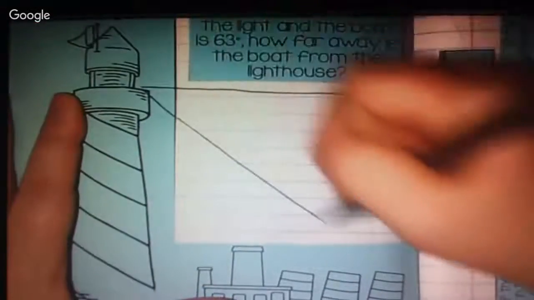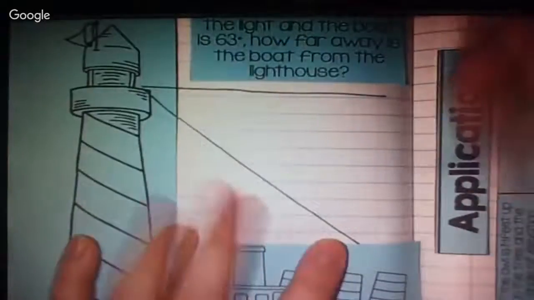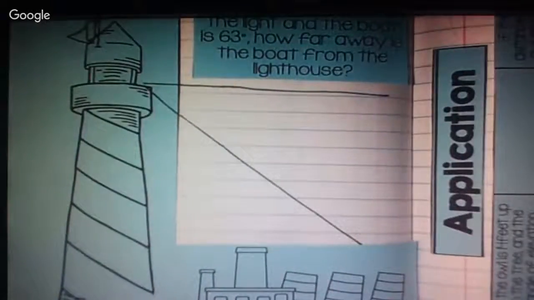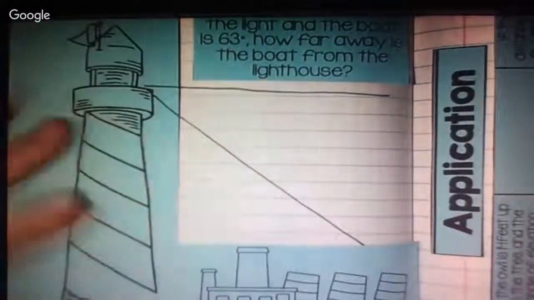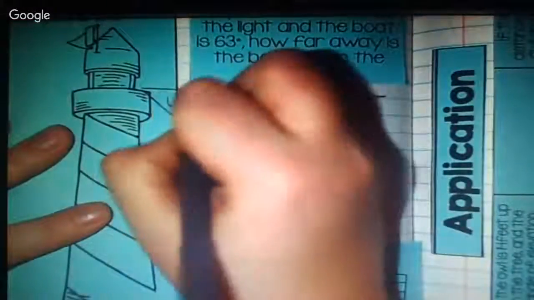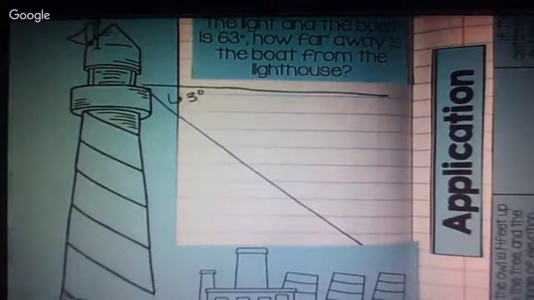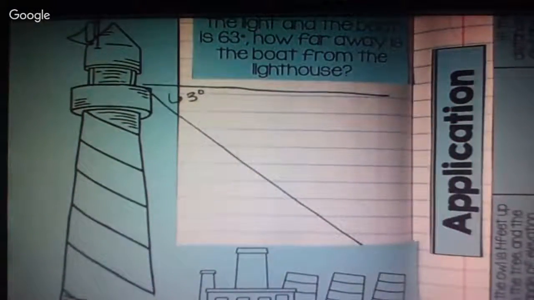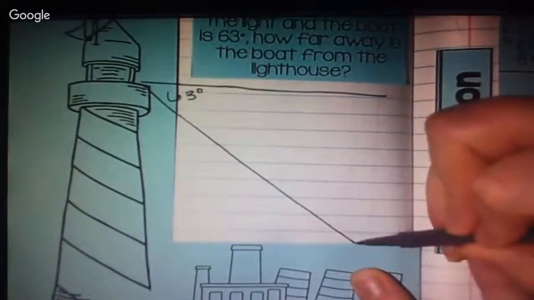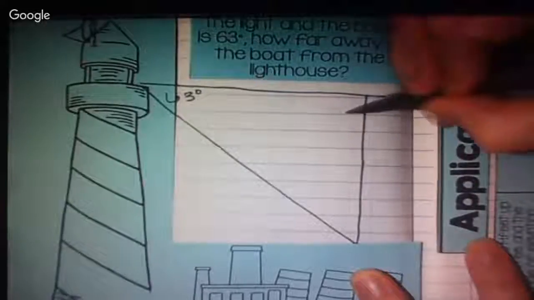So here. Your angle of depression goes from the ceiling down. So if I start at the ceiling, my angle of depression goes from here down. So that makes my angle of depression here. Ceiling down. Okay, as always, we're creating a right triangle, so I need this third line, and here's my right angle.